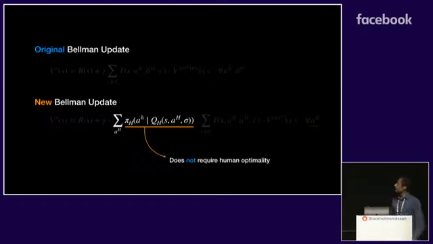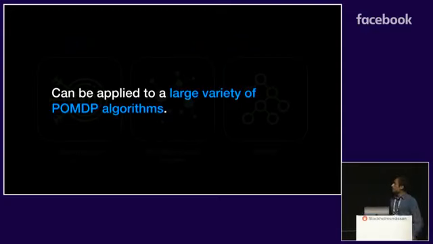Another thing that is important to note is that we do not need to assume that the human is behaving optimally. This is why this speaks to how the Bellman update is general. Any behavior of the human, which is a function of our Q values, can be modeled by our Bellman update. So canonical examples of this in the literature include when the human is acting Boltzmann rationally or epsilon greedily with respect to Q values. Also, we can apply our modified Bellman update to a wide variety of POMDP algorithms.